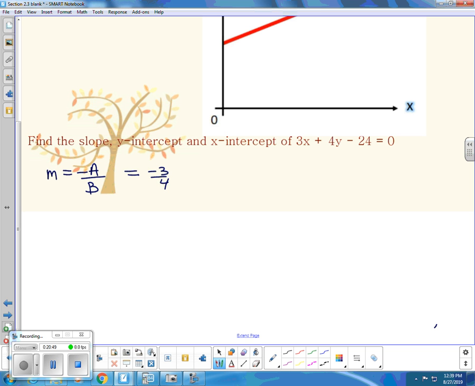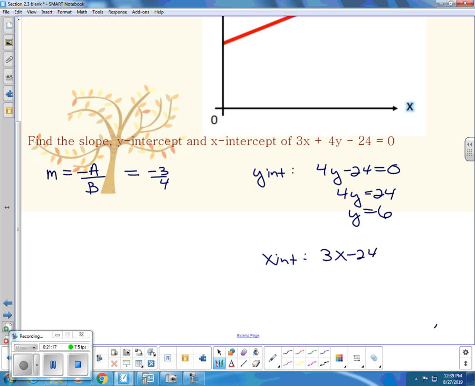The x and y intercepts we're going to find just like we did before. So if I'm looking for the y-intercept, I'm going to rewrite the equation without an x. My x went to 0. So if I solve that, I get y equals 6. Same thing, if I'm looking for my x-intercept, I'm going to rewrite my equation without the y, and solve.